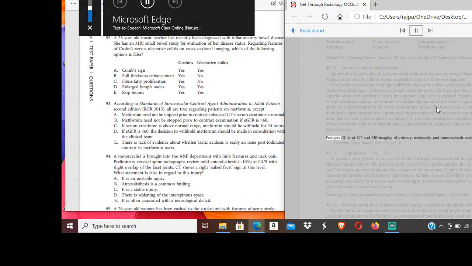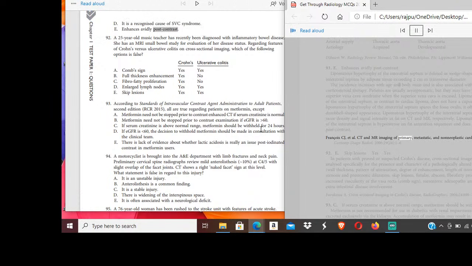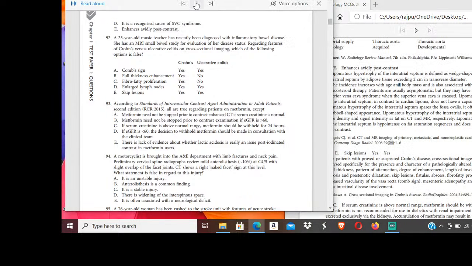Francois CJ, et al. CT and MR imaging of primary, metastatic, and non-neoplastic cardiac masses. Curr Probl Diagn Radiol. 2006;29:24.